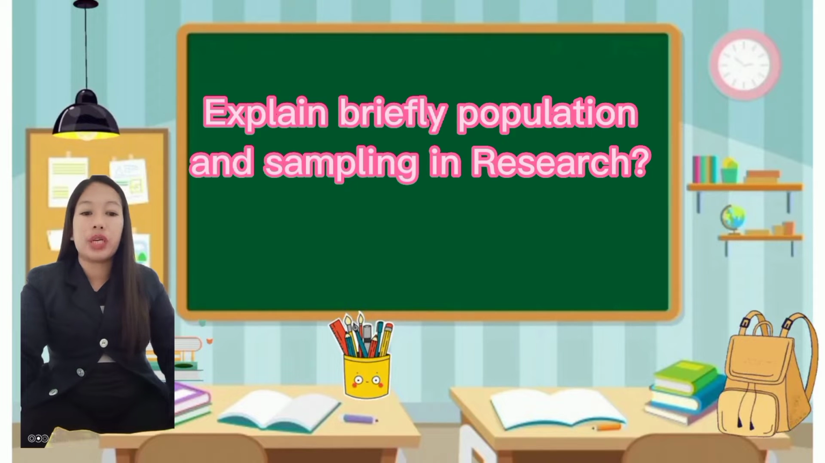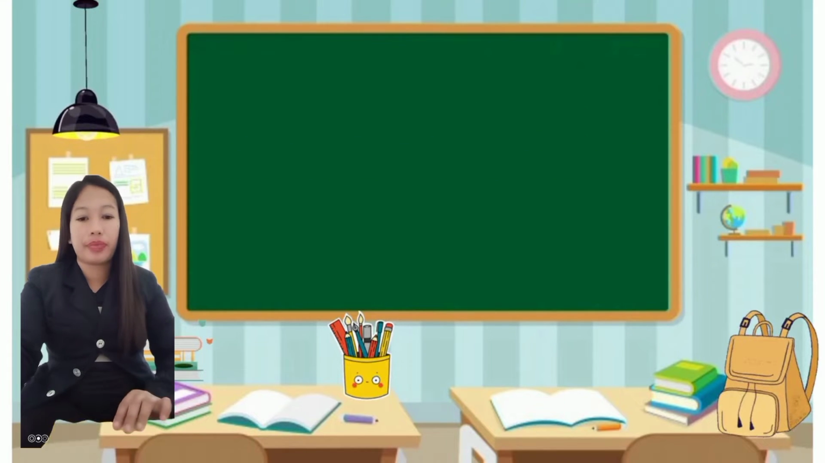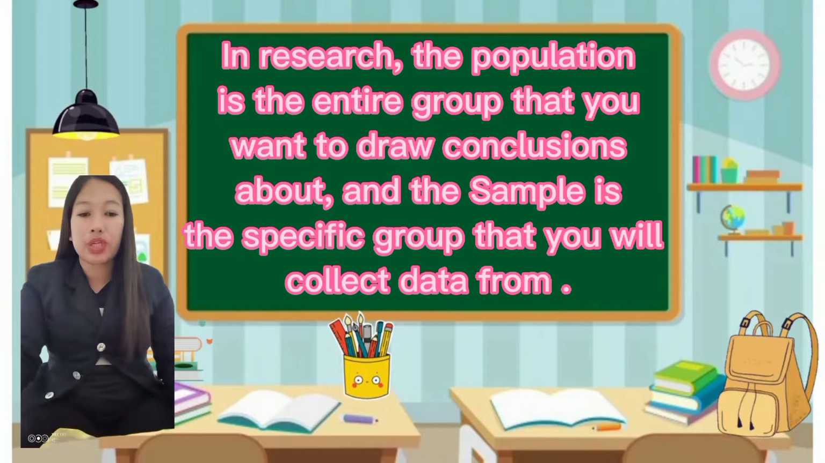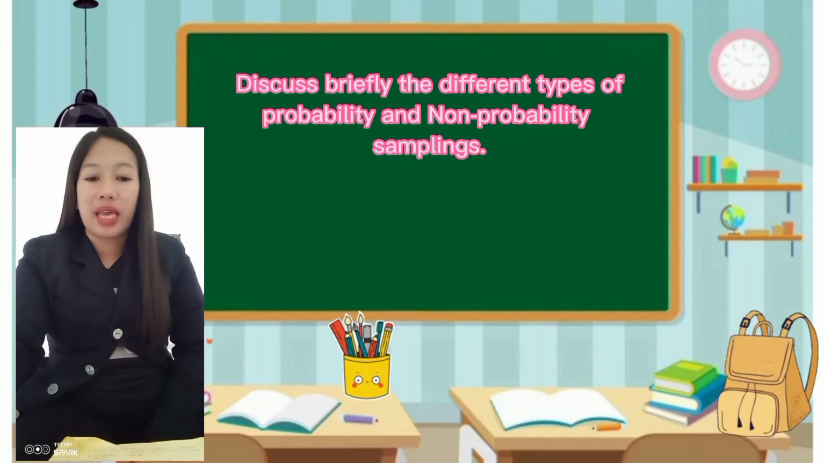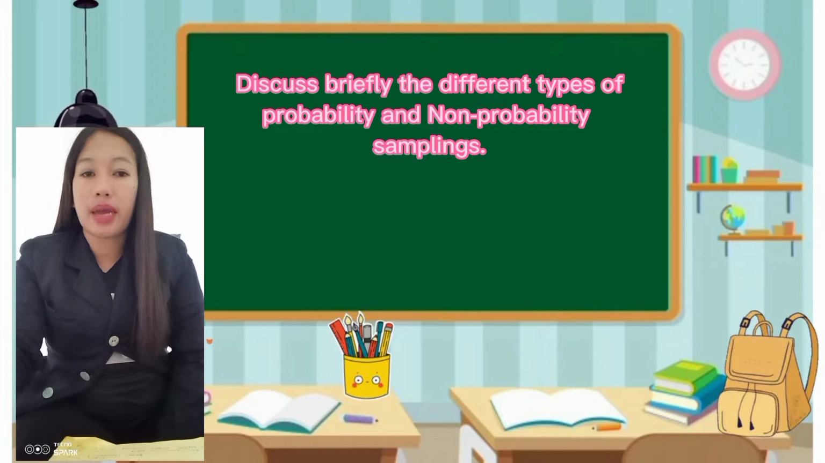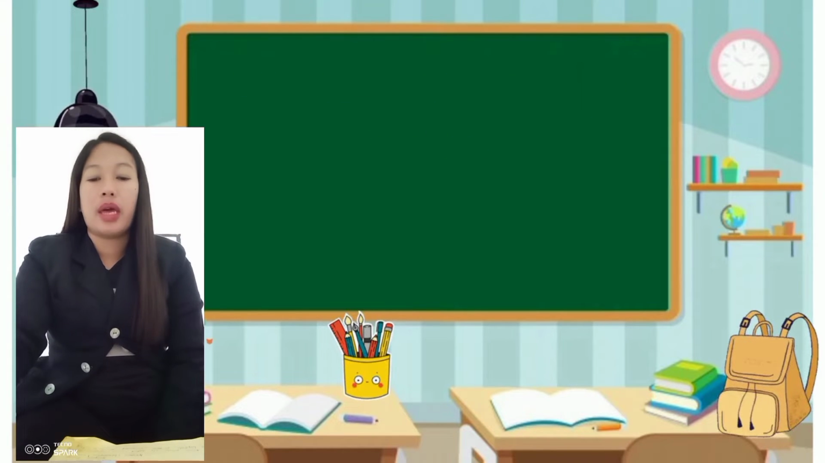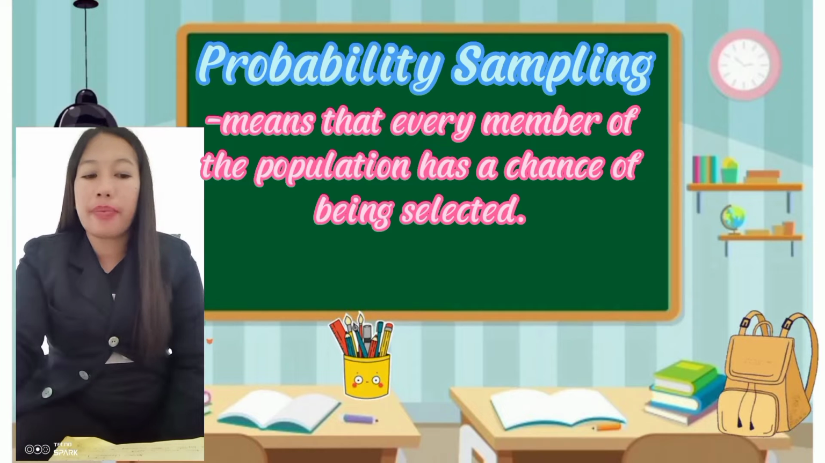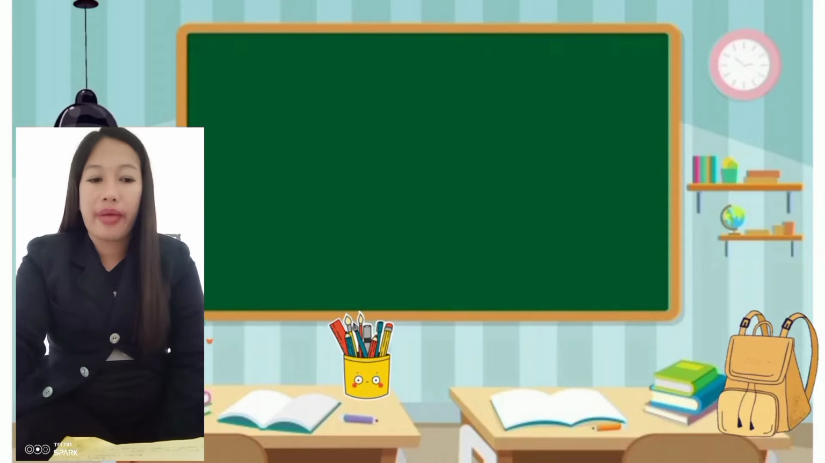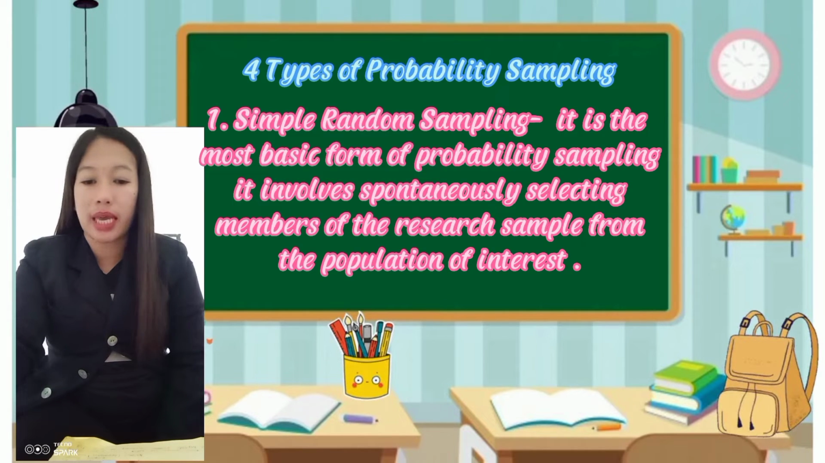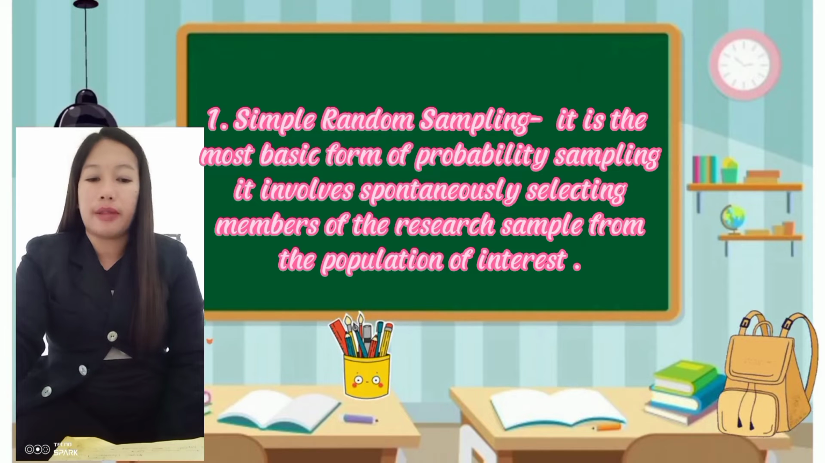Explain briefly population and sampling in research. In research, the population is the entire group that you want to draw conclusions about, and the sample is the specific group that you will collect data from. Discuss briefly the different types of probability and non-probability sampling. Probability sampling means that every member of the population has a chance of being selected. And there are types of probability sampling that you can use.